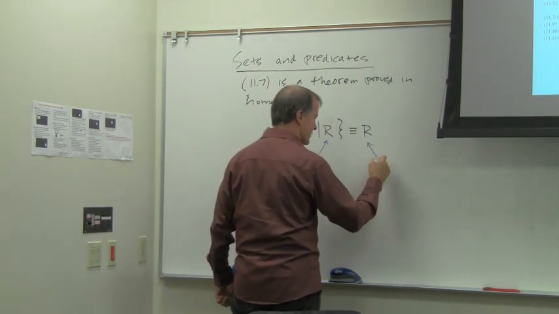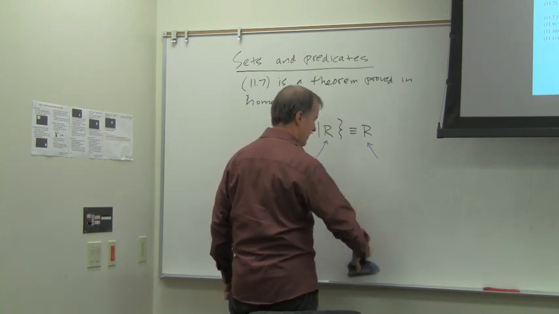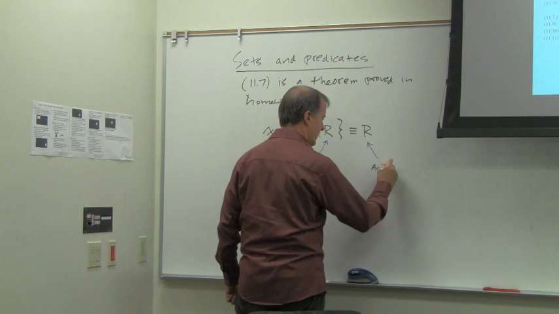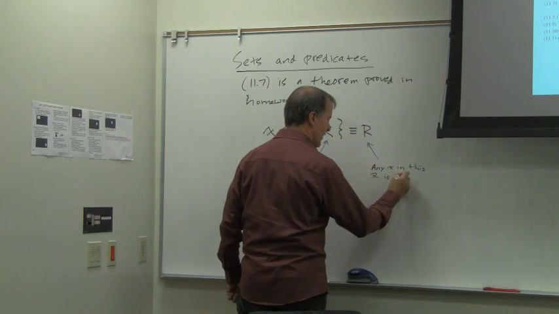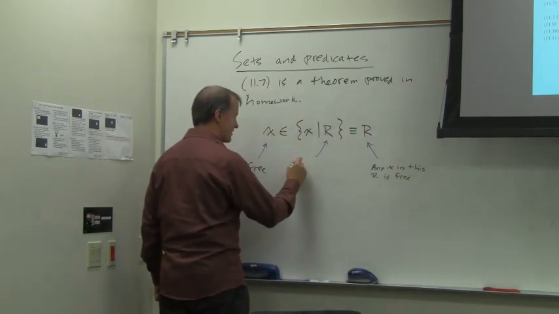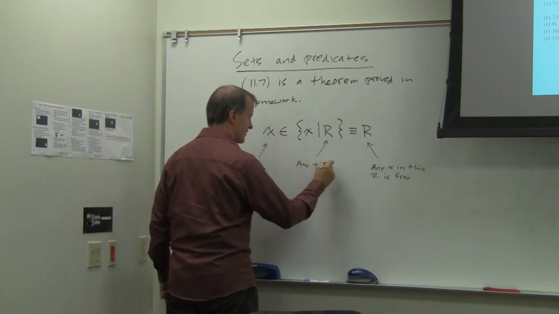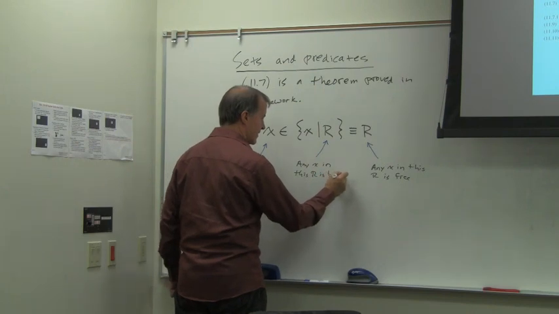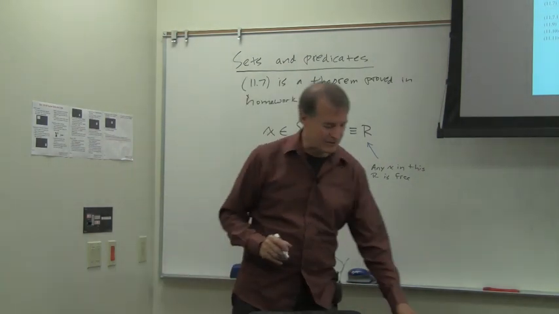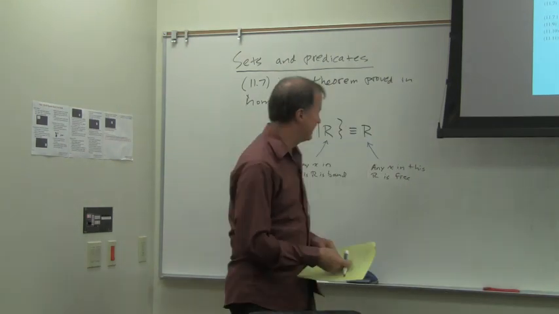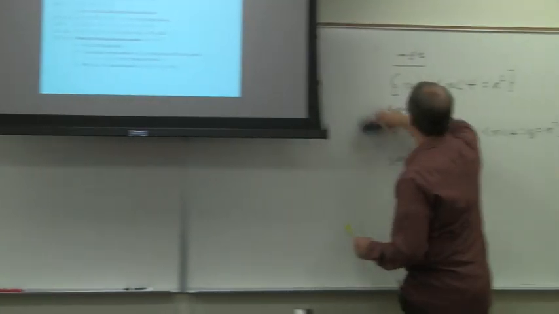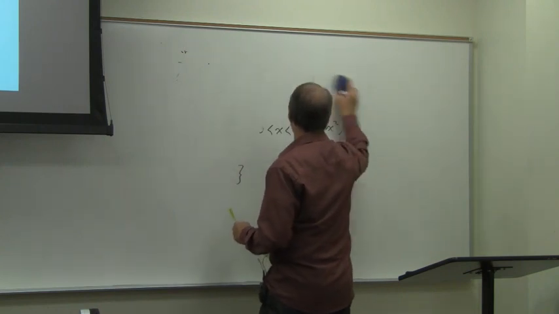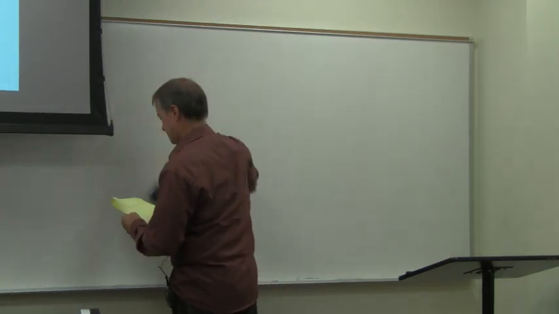So this x is free. Any x in this R is free, but what about any x in this R? Bound. So whenever you read this, you have to be aware of that. Now let me give you an example of this. Like I say, the proof's a homework problem, but let me give you an example.